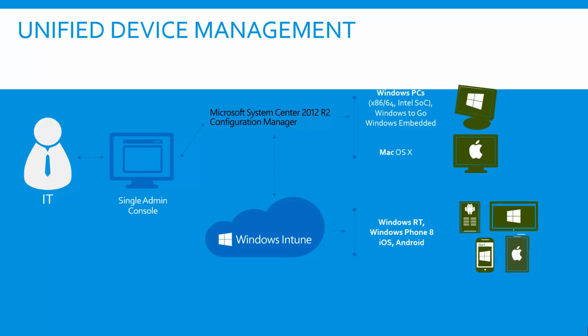So when we talk about unified device management, we have this single console. That single console connects to your on-premise Configuration Manager R2 installation, where you will see your Windows PCs and your Windows Embedded devices, and even your Windows To Go. That is your little USB sticks which you've commissioned with a corporate image on it. So alongside the Mac OS support that came in with the Service Pack 1 release, when you put that link in, you immediately gain the capabilities to support Windows RT devices.